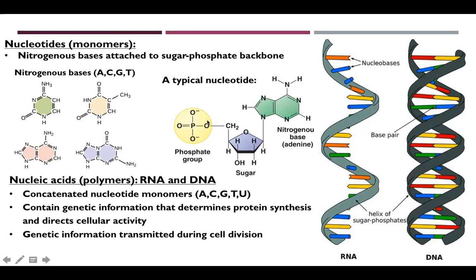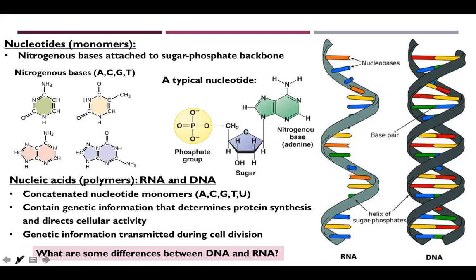And nucleic acids are the polymers of these. So for the polymer, we're taking many different nucleotides and putting them together in a chain. If we look at this picture, this is a picture of the polymer, and each one of these is the monomer. So this is a nucleotide in green. This is a different nucleotide in orange and yellow. And when we talk about nucleic acids, they can either be RNA or DNA.